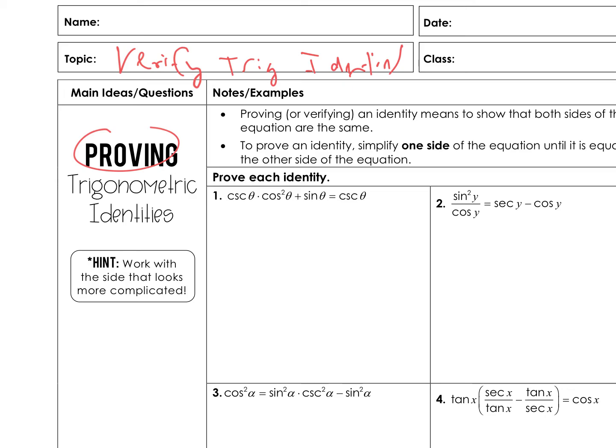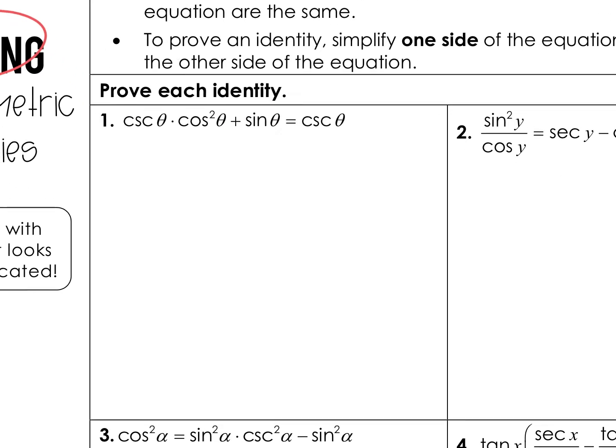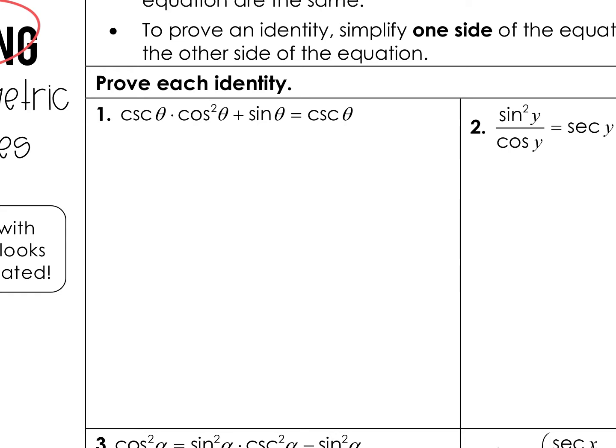Proving is the same thing as verifying, because what they've done here is give you an equation with an expression on the left and an expression on the right. We want to prove that this is a true statement. What we want to do is pick the side that's the ugliest and try to simplify it and see if we ever get the cosecant. So you pick one side. Now, obviously, the left is the ugliest.